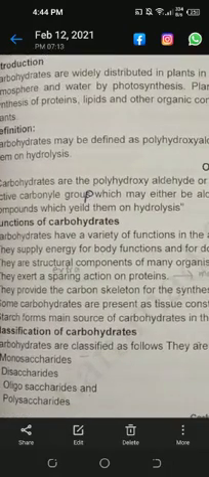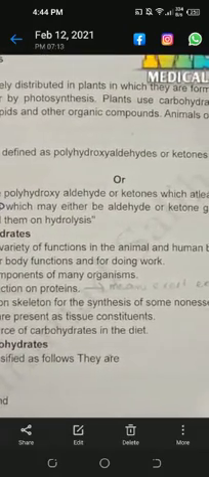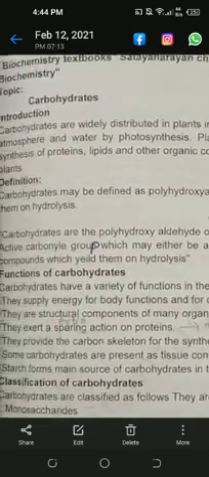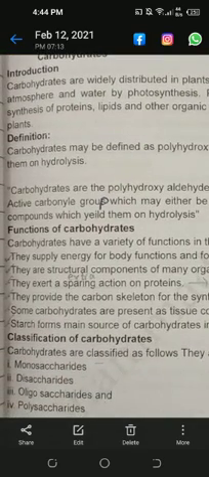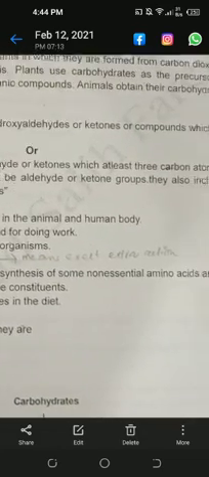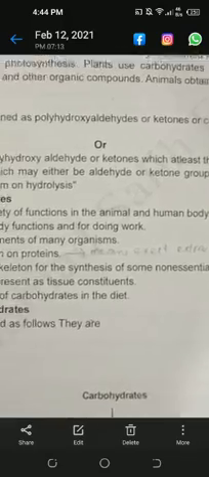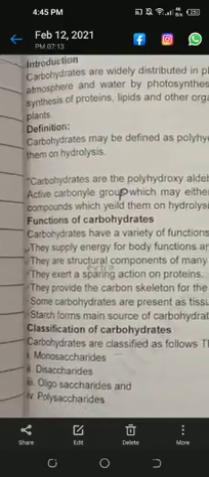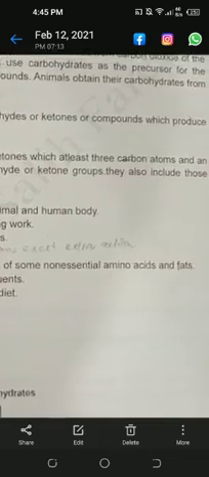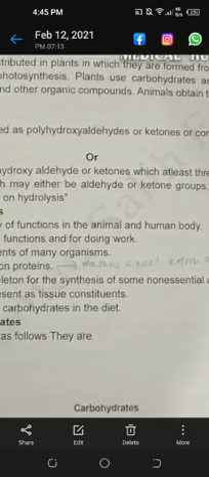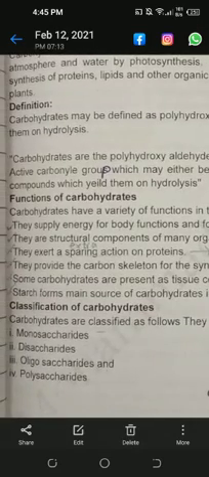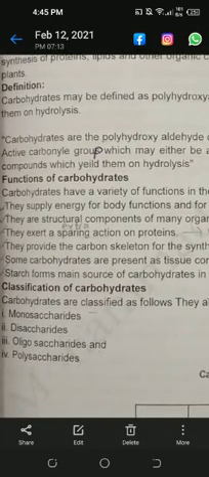Definition. Carbohydrates may be defined as polyhydroxy aldehydes or ketones, or compounds which produce them on hydrolysis. Carbohydrates are polyhydroxy aldehydes or ketones with at least three carbon atoms and an active carbonyl group, which may either be an aldehyde or a ketone group. They also include those compounds which yield them on hydrolysis.